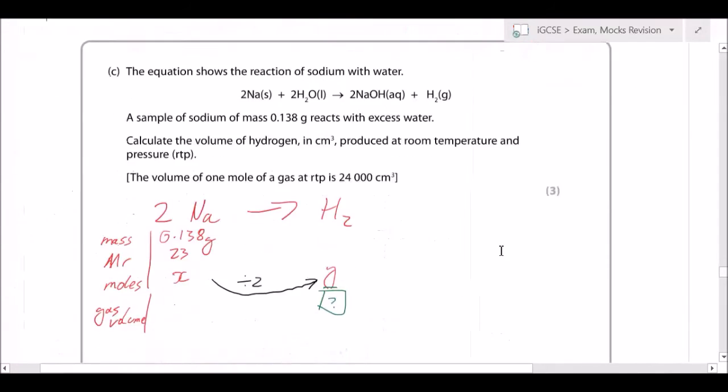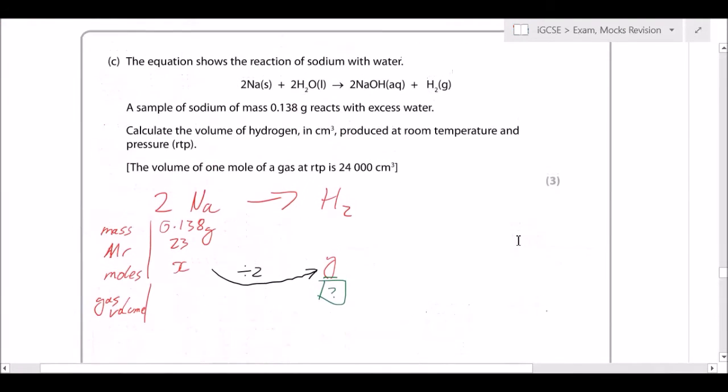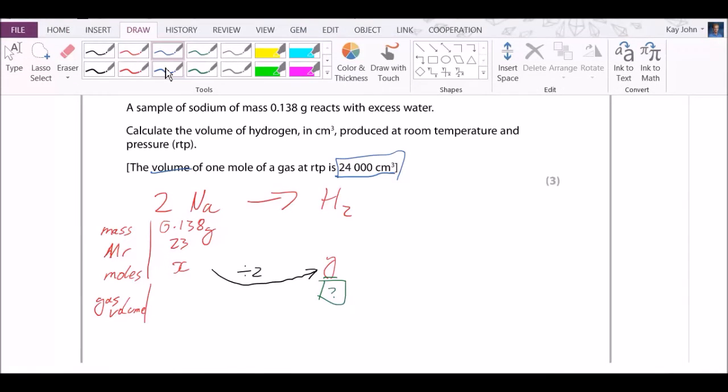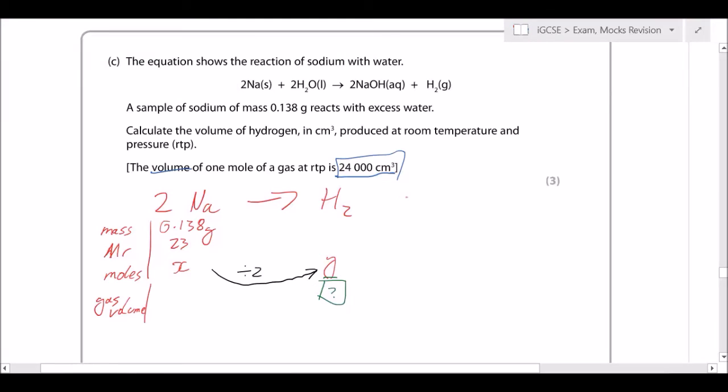Okay, moving on to question C. This is a classic triple question where you've got to work out the volume of a gas. They've been nice to you and given that value, but you have to do volume of gas questions, unlike double award. So anyway, underline as you typically do: sodium has a mass of 0.36 grams. Calculate the volume of hydrogen in centimeters cubed.